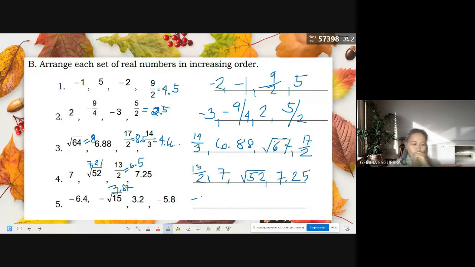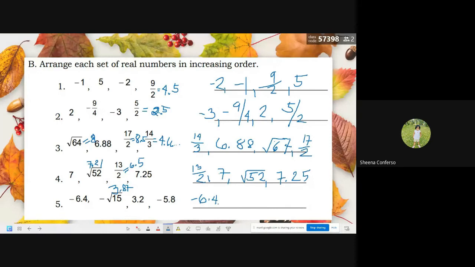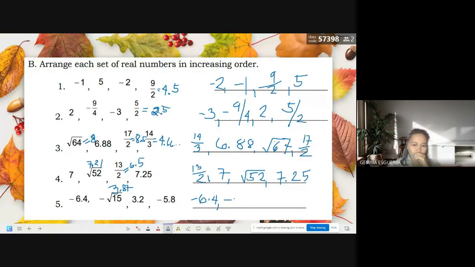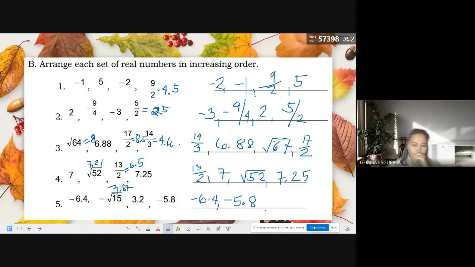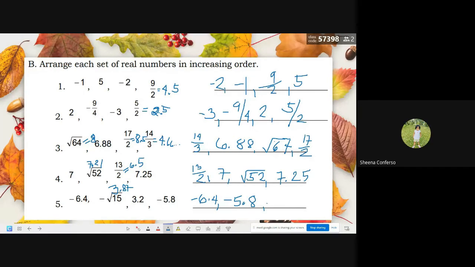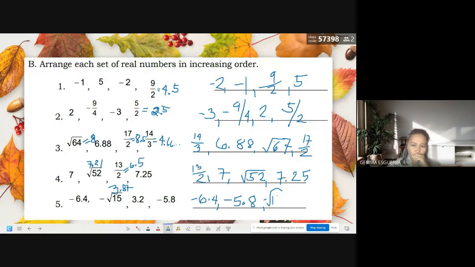That's negative 6.4. Okay, negative 6.4. Next, we have negative 5.8, and the negative square root of 15. And last, we have 3.2. Tama po ba? Yes po. Okay, yes, ma'am.